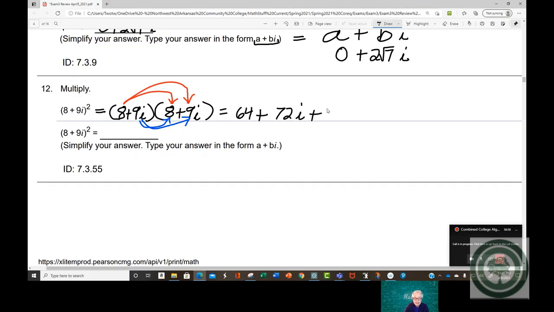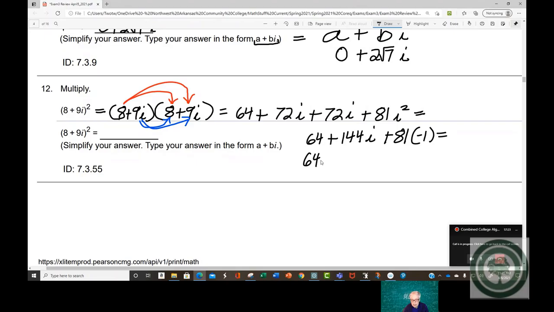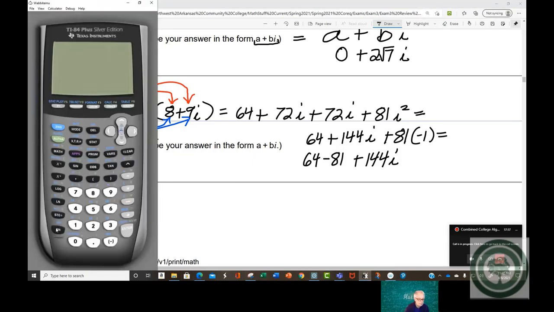Okay, this is going to give us, if I can concentrate, 8 times 8 is 64, plus 8 times 9i is 72i, plus 9i times 8 is 72i, plus 9i times 9i is 81i squared. So this is going to be 64 plus 144i plus 81 times negative 1. So that will give me 64 minus 81 plus 144i.